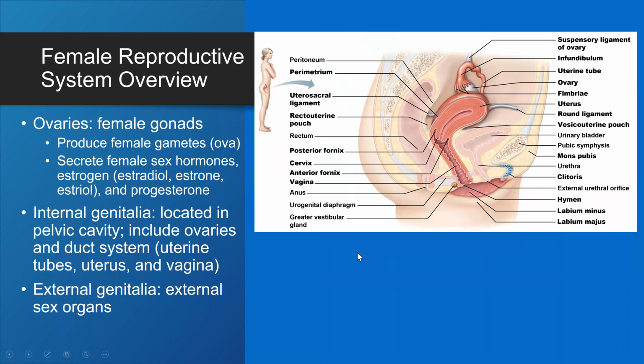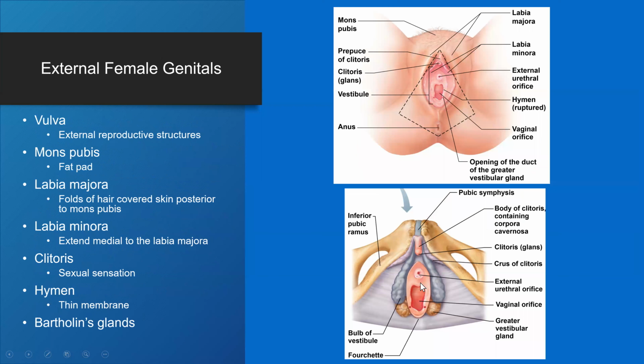That's it for the male reproductive system, for anatomy only. And we are moving to the female reproductive system, again made of female gonads that we call ovaries, which produce female gametes, ova, and secrete the female sex hormones, estrogen and progesterone. Internal genitalia located in the pelvic cavity include ovaries and the duct system: uterine tubes, uterus, vagina. External genitalia include external sex organs that we will talk about in a minute.